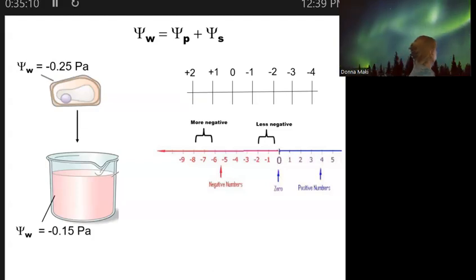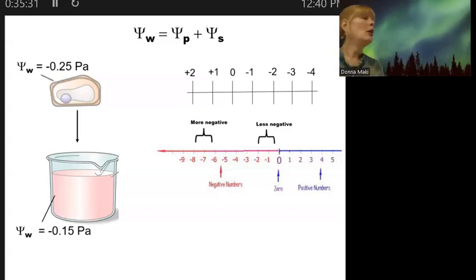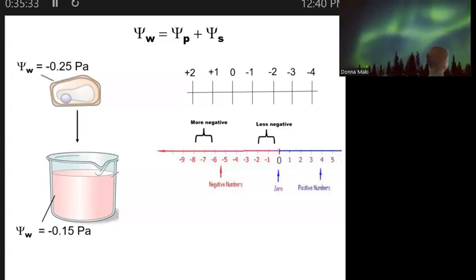Now here's a scenario where they drew a beaker that has some solutes in there. Let's say it's glucose dissolved in water. They did the calculation and said that beaker of glucose solution has an overall water potential of negative 0.15 Pascal. Then they asked, what happens if you drop a plant cell into that beaker? Let's measure the water potential, say negative 0.25 Pascals in the cell. Water is going to move from less negative to more negative.